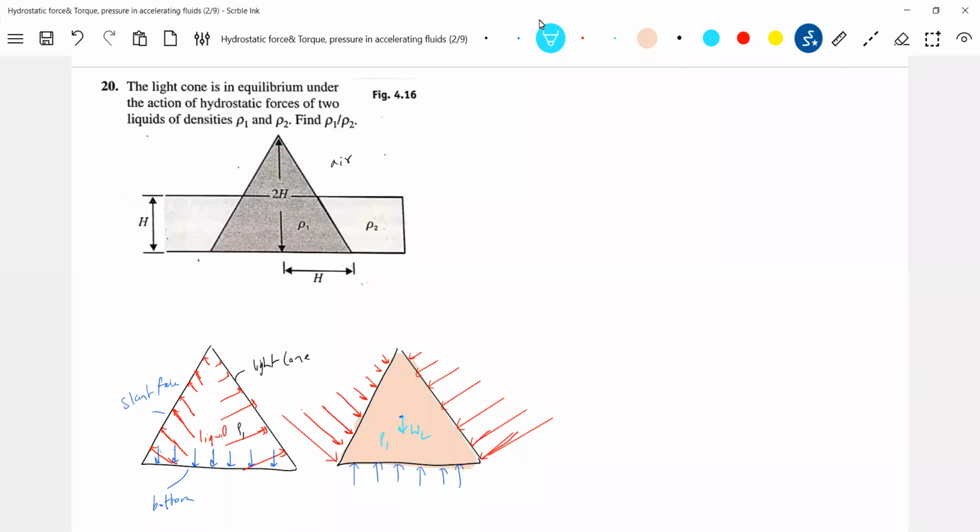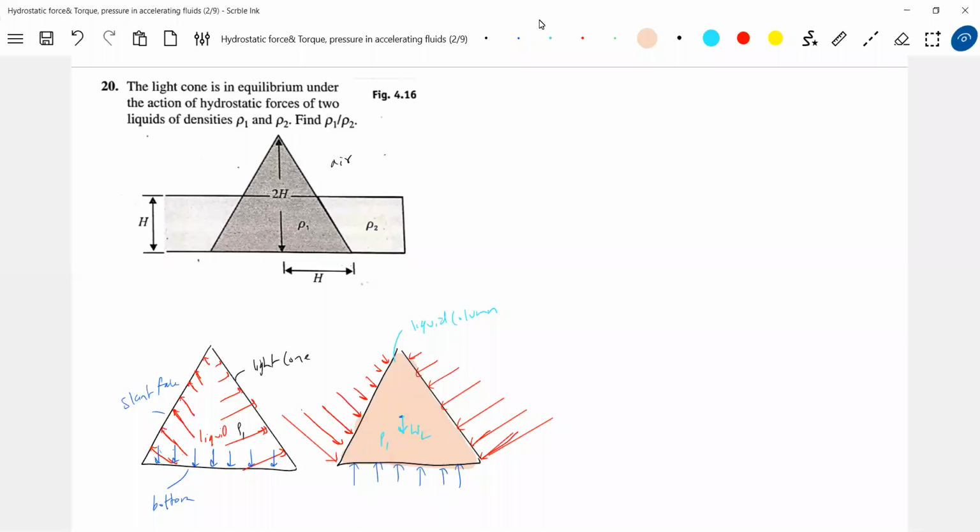What is the state of the liquid column? It is in equilibrium. Liquid column, not a cone. Cone with liquid I'm showing, but there's only the liquid column. Under the action of all the forces, it's in equilibrium, so the net force on it should be 0. The resultant force exerted by the cone on the liquid will be vertically down. If you look at the slant faces, the net force exerted by slant faces on the liquid column will be vertically down. The force exerted by the base on the liquid column will be vertically up.